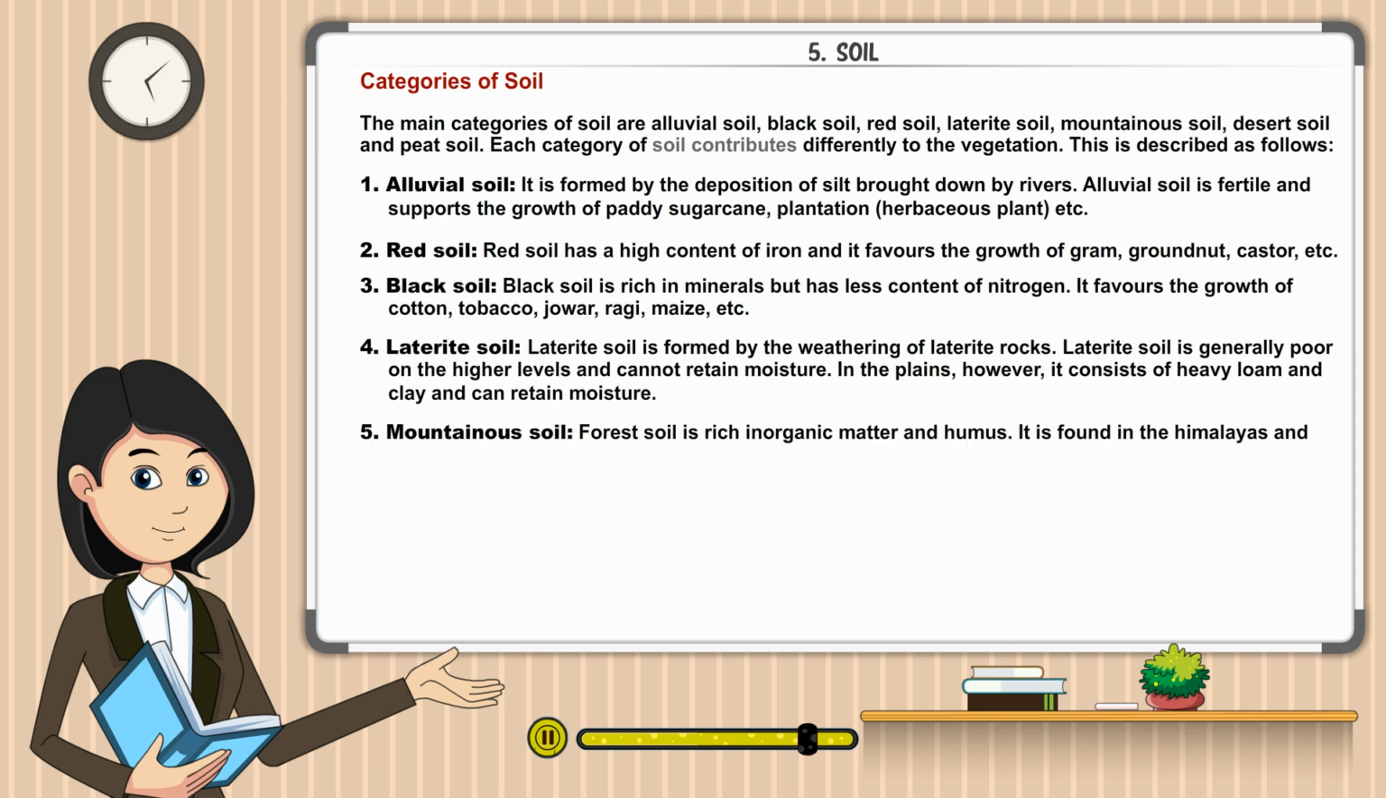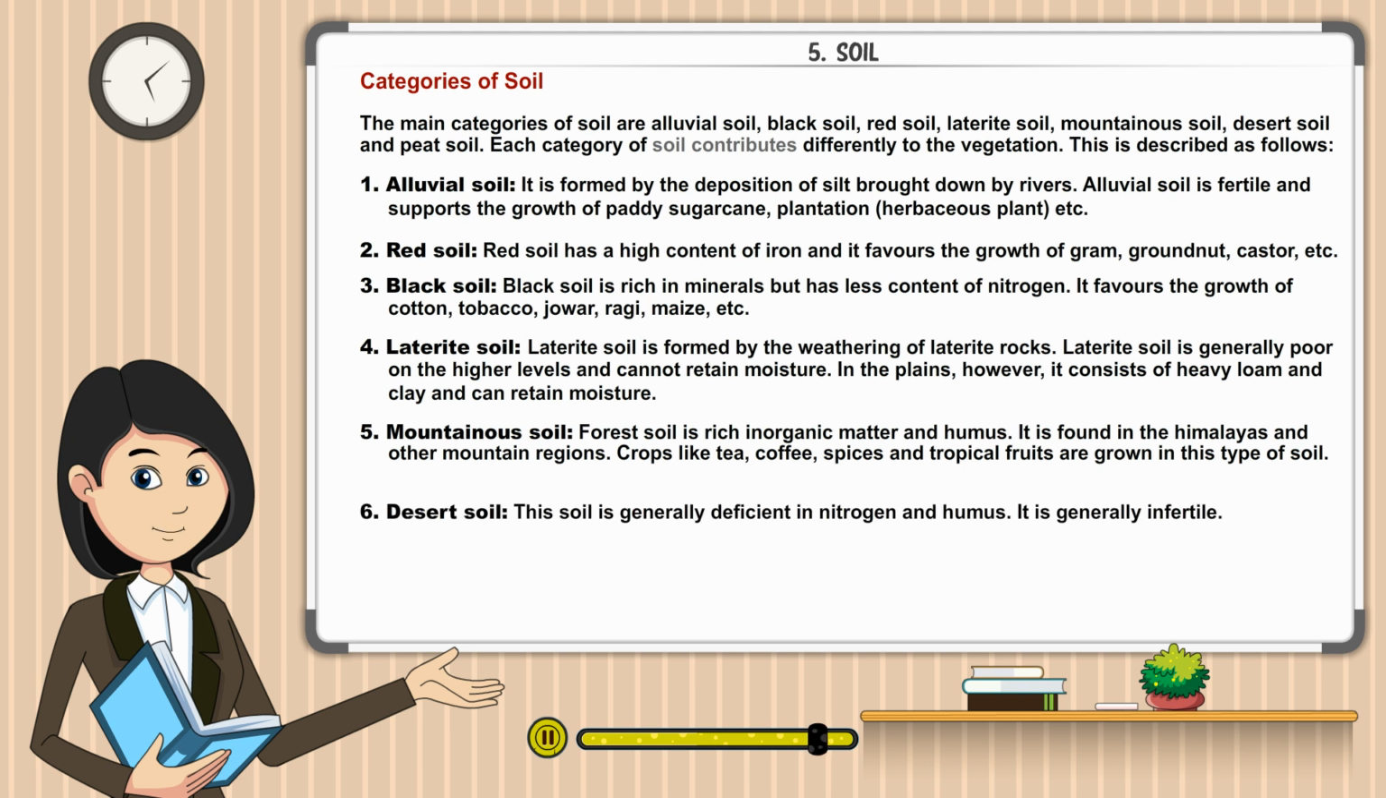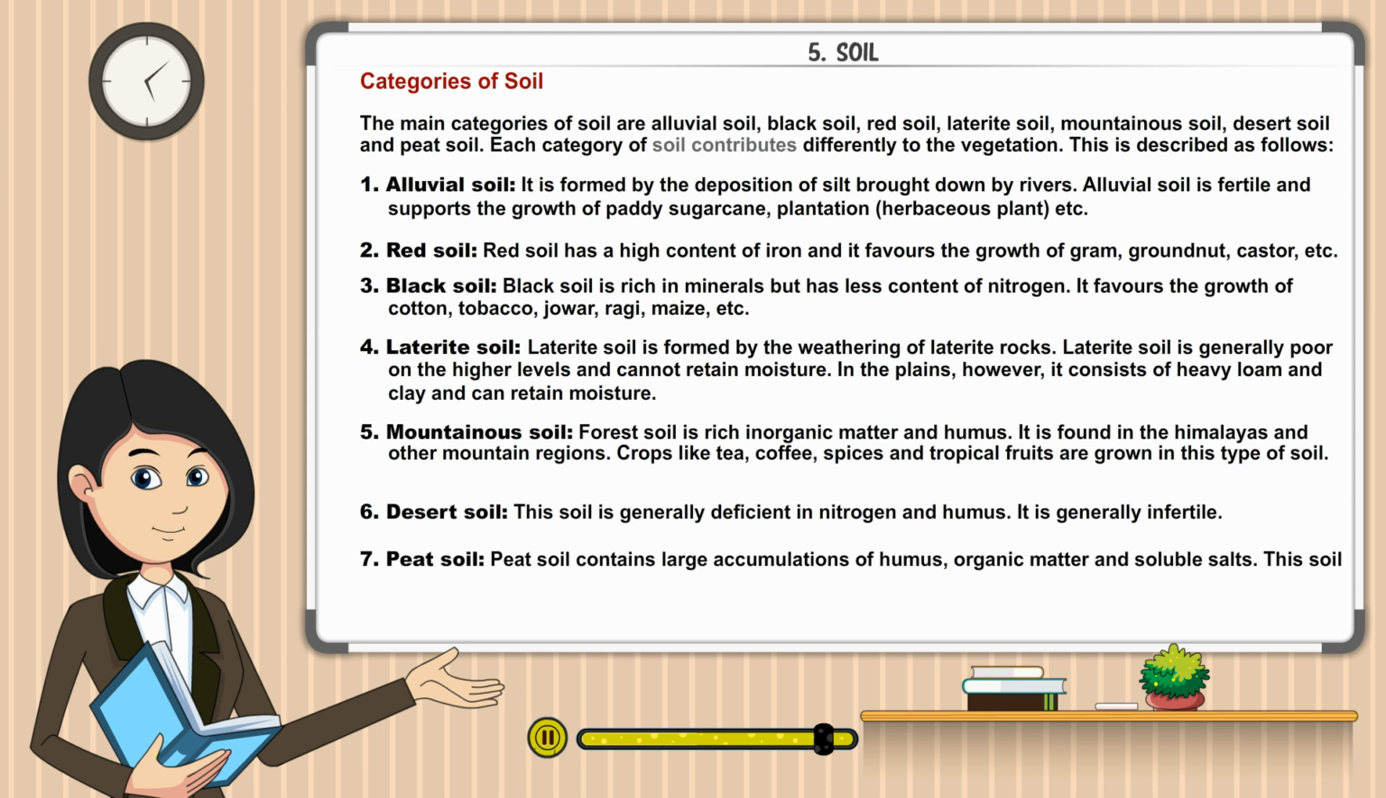Mountainous soil. Forest soil is rich in organic matter and humus. It is found in the Himalayas and other mountain regions. Crops like tea, coffee, spices, and tropical fruits are grown in this type of soil. Desert soil. This soil is generally deficient in nitrogen and humus. It is generally infertile. Peat soil. Peat soil contains large accumulations of humus, organic matter, and soluble salts. This soil is highly saline.